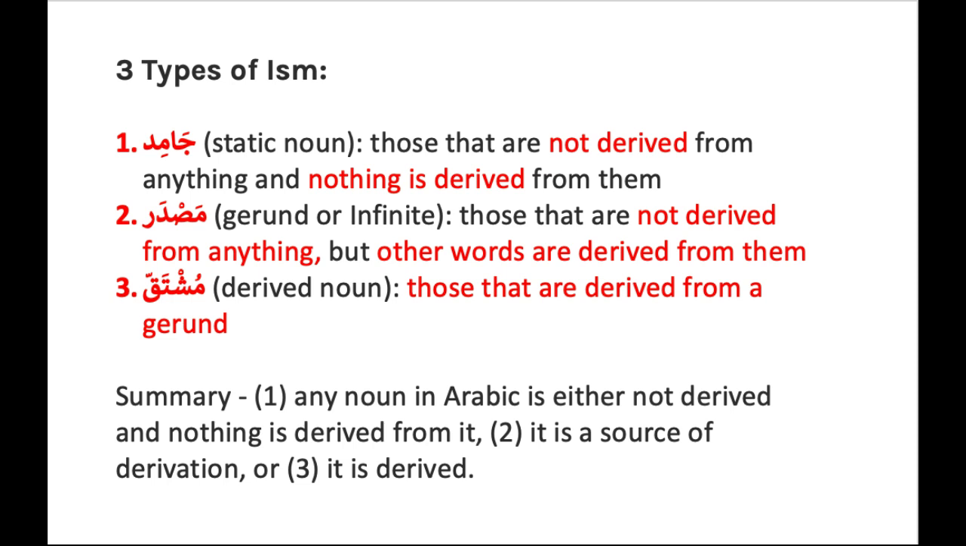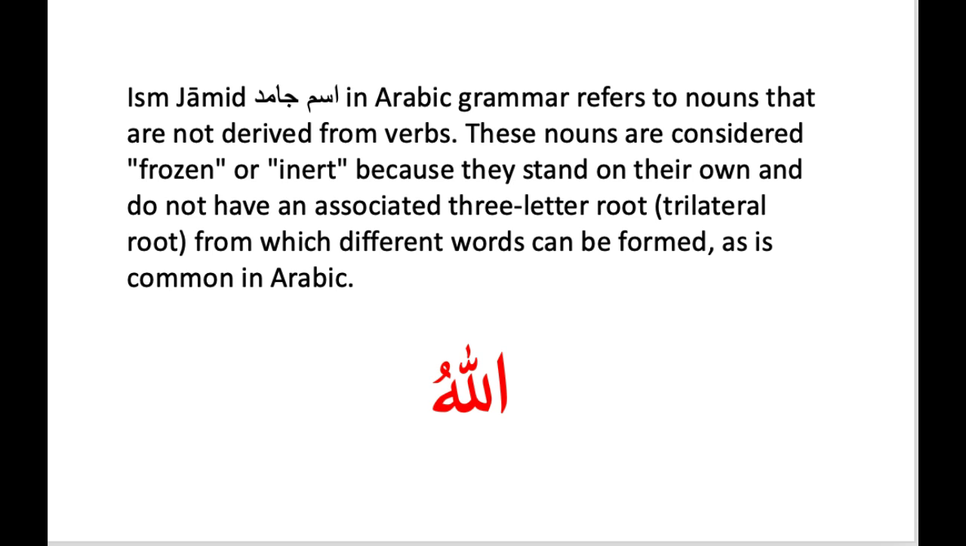In summary, number 1, which is Ismul Jamid, is a noun in Arabic either not derived or nothing is derived from it. Number 2, Ismul Masdar, it is a source of derivation, meaning other words are derived from it. And the third one is Ismul Mushtaq, they themselves are derived from a masdar or gerund. Let's learn a little bit more about Ismul Jamid.